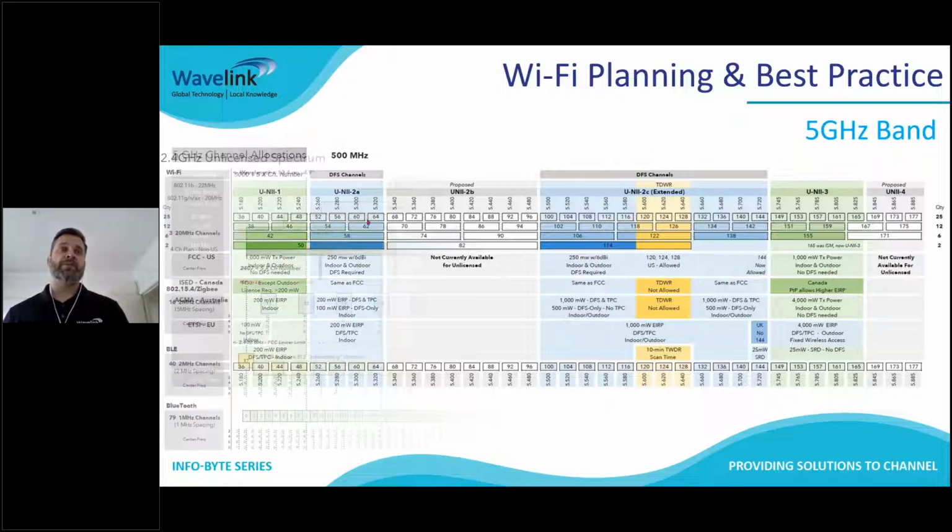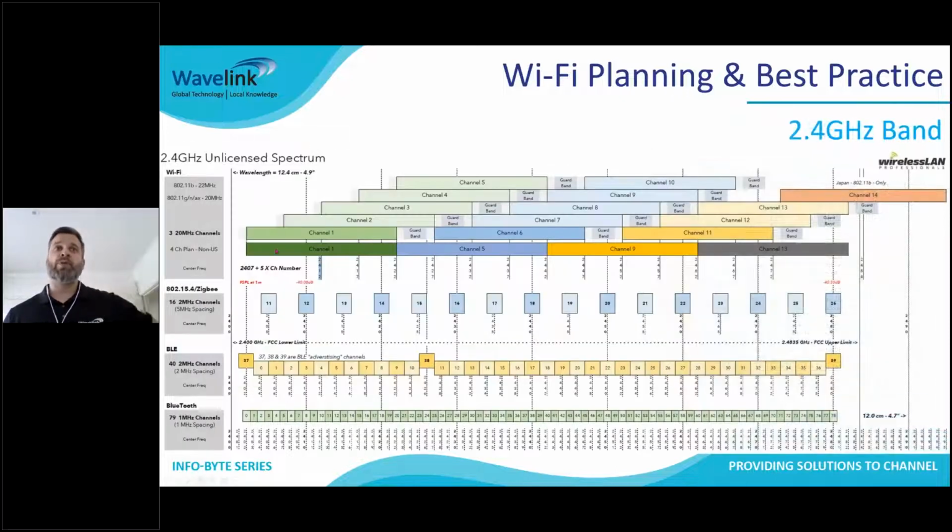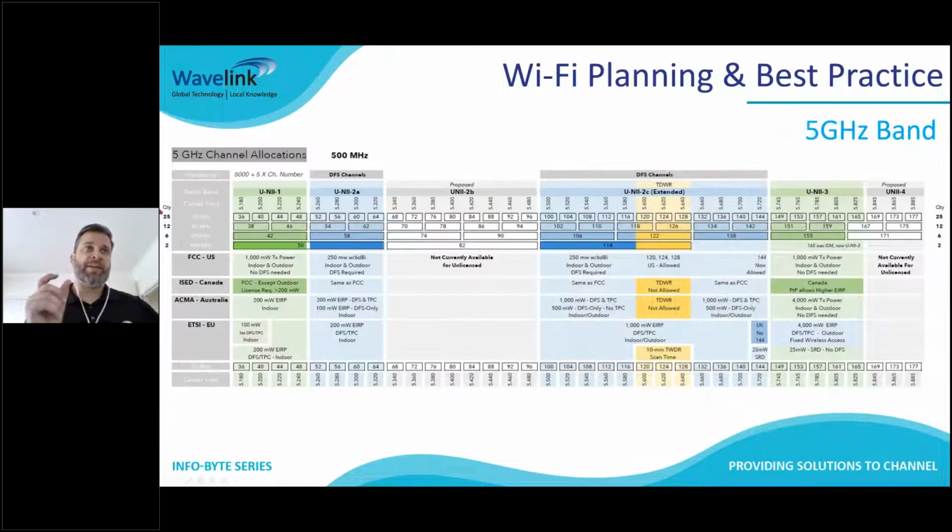Back to 2.4, we have effectively only 3 that could be used that are non-overlapping and not going to cause interference and co-channel interference, etc., additional noise. So 3 channels compared to 25. Now 25 with the caveat of, again, back in your regulatory domain.